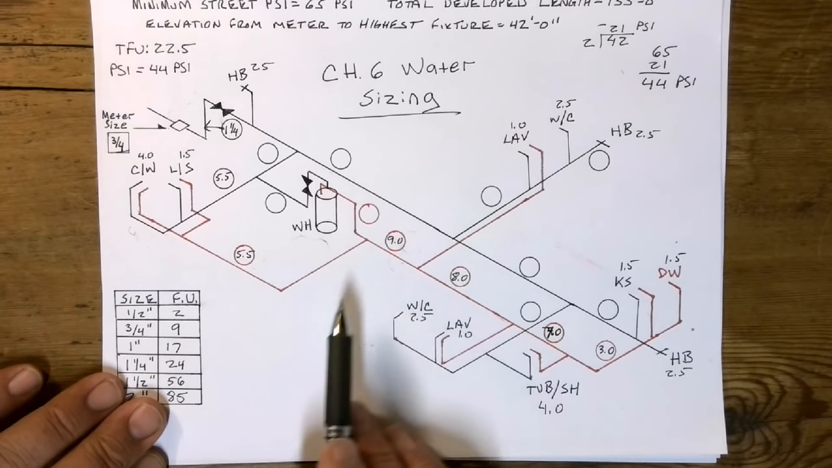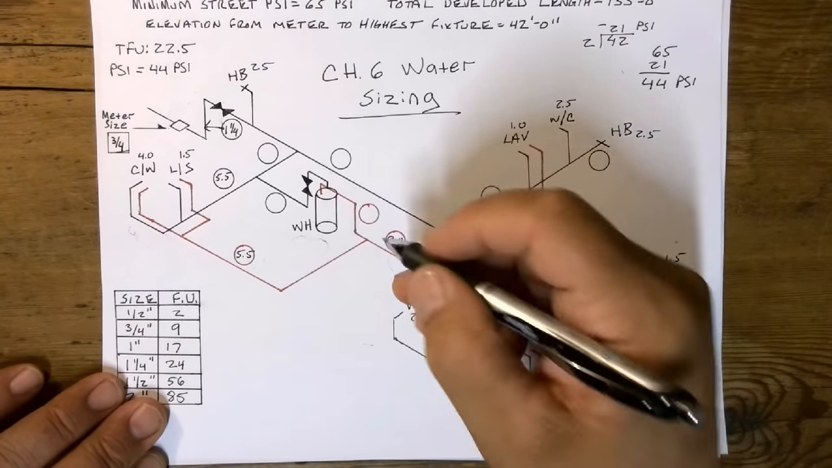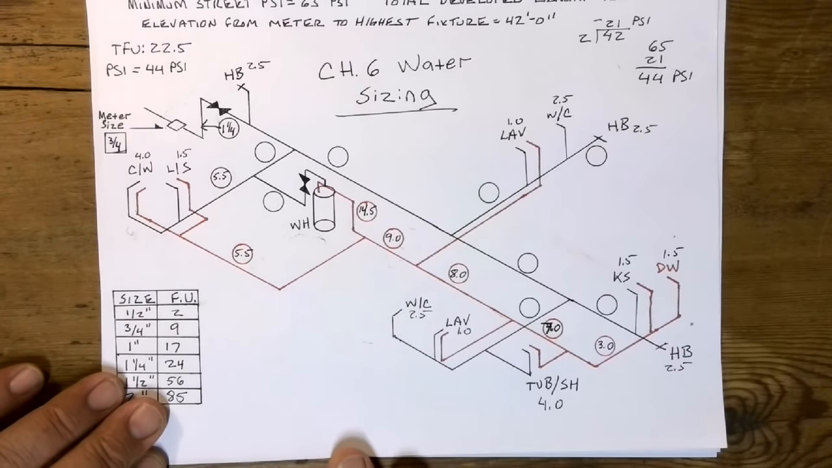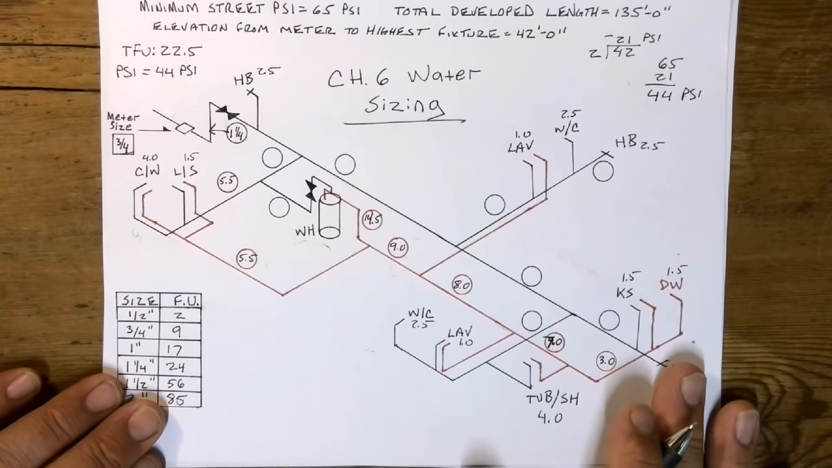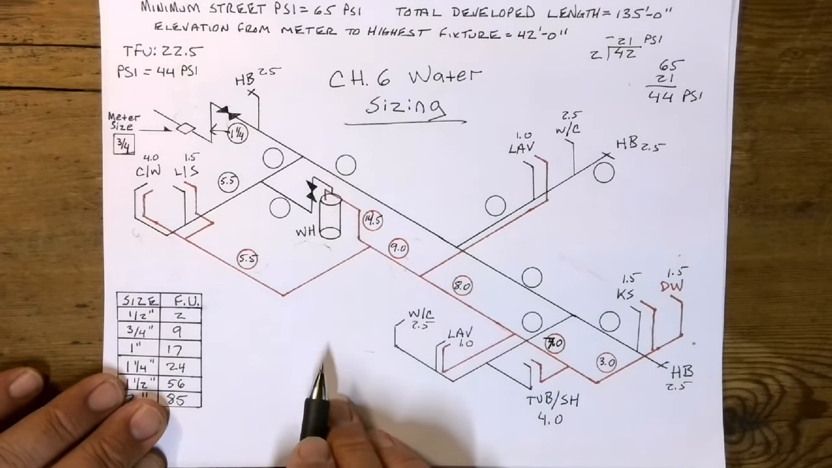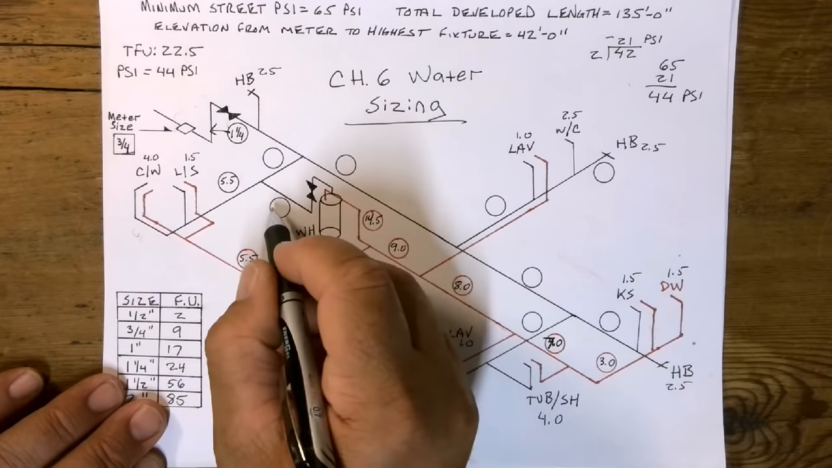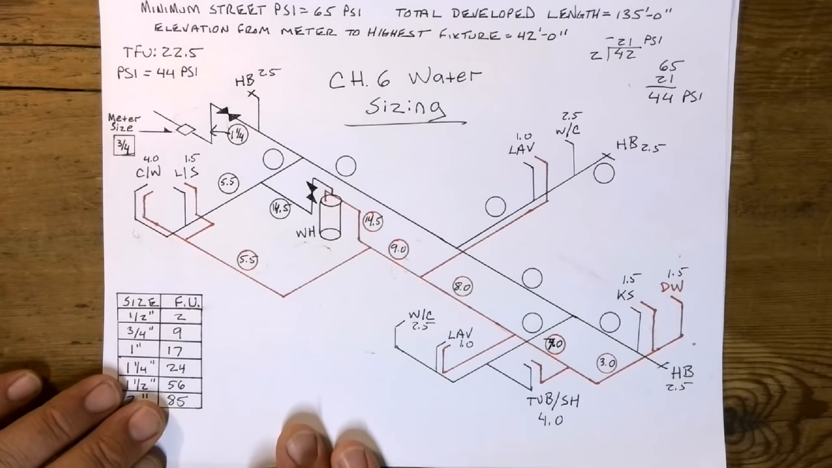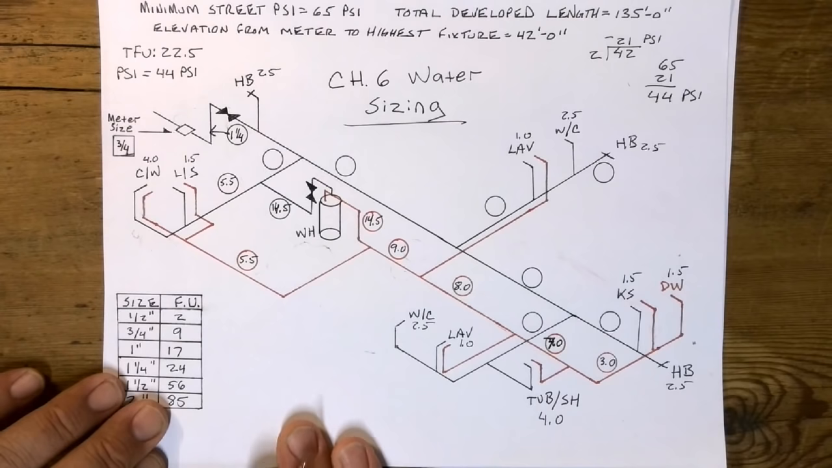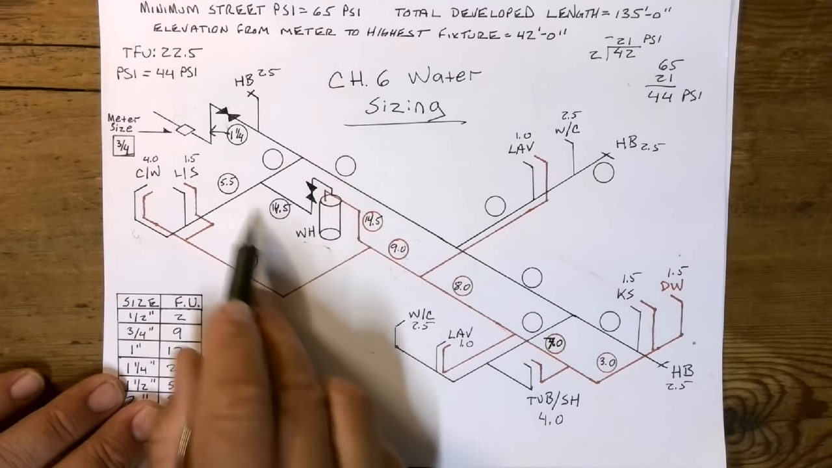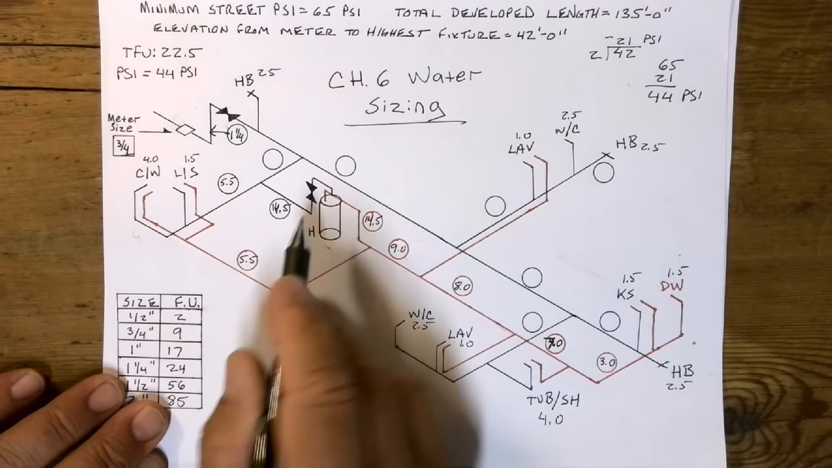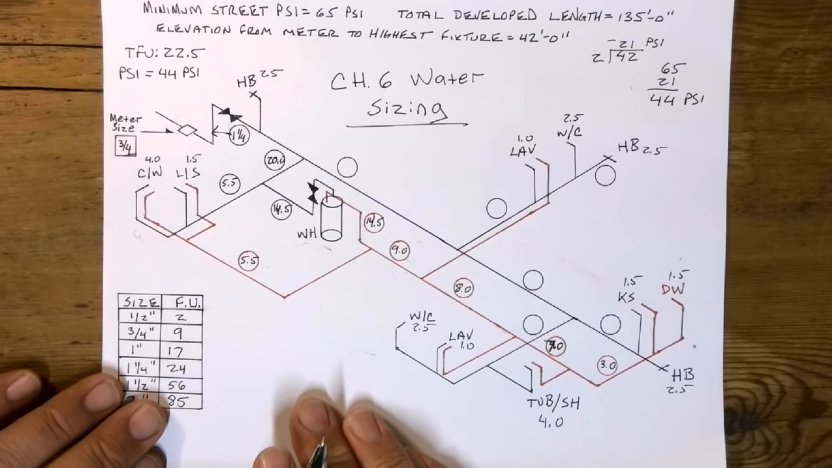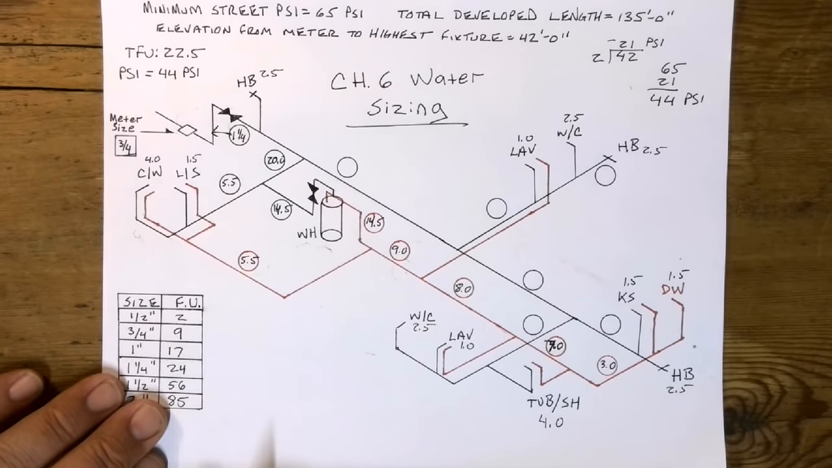So I got 5.5 there, got 9 here, which makes this how much? 9 plus 5, 14.5 fixture units. Okay. So I have 14.5 fixture units coming out of this water heater, which means coming into the water heater, I need 14.5. Okay. This right here, 5.5 plus the 14.5 gives me 20. Okay. So I have 20 fixture units right there.